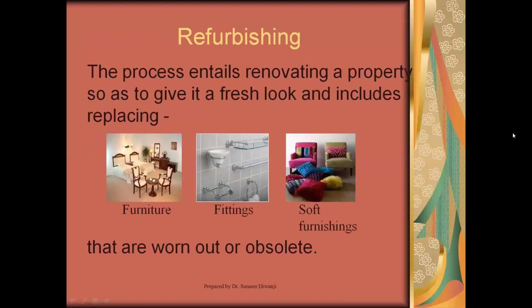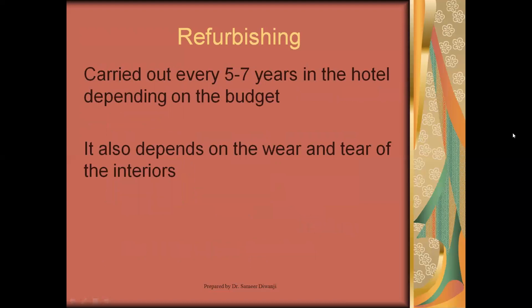So refurbishment or refurbishing is the process which entails renovating a property to give it a fresh look. It typically includes changing the furniture, soft furnishings, and fittings. All right, so you're sprucing up the look and giving it a completely fresh look by refurbishing that particular property or room or the area. So refurbishing is renovating by replacing or giving a fresh look to the furniture, fittings, and soft furnishings.